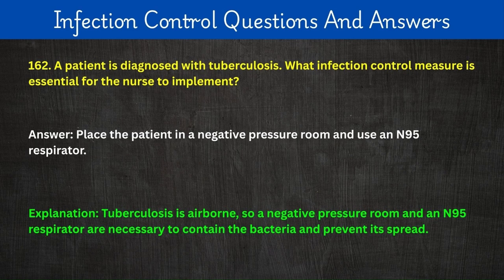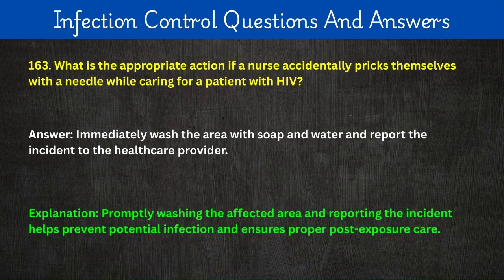162. A patient is diagnosed with tuberculosis. What infection control measure is essential for the nurse to implement? Answer: place the patient in a negative pressure room and use an N95 respirator. Explanation: tuberculosis is airborne, so a negative pressure room and an N95 respirator are necessary to contain the bacteria and prevent its spread.